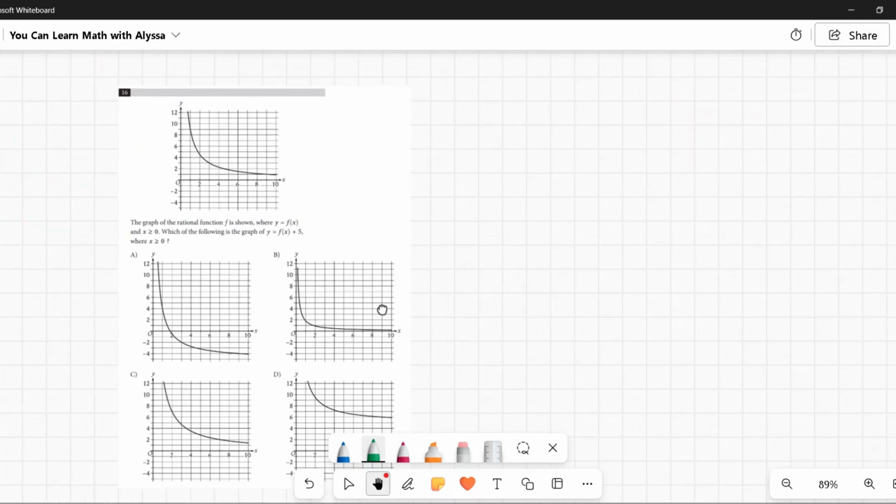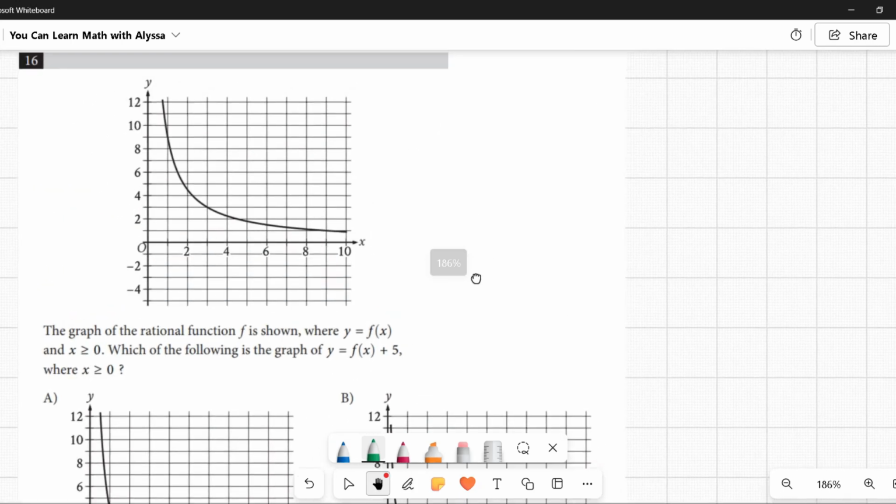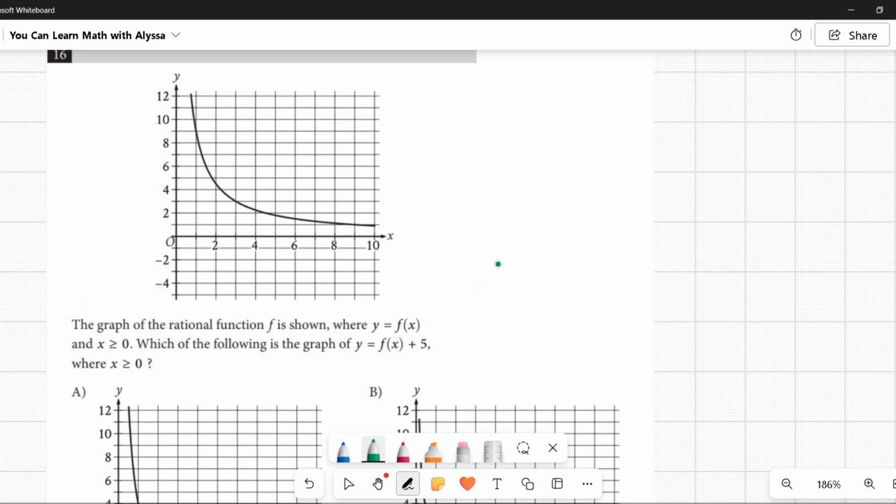Number 16. This one takes up like the whole page if you're looking at the paper version of this test, the digital version. The graph, actually I'm going to zoom in so you can actually read it. How about that? The graph of the rational function f is shown where y equals f of x and x is greater than or equal to 0. Which of the following is the graph of f of x plus 5 where x is greater than or equal to 0? Okay.